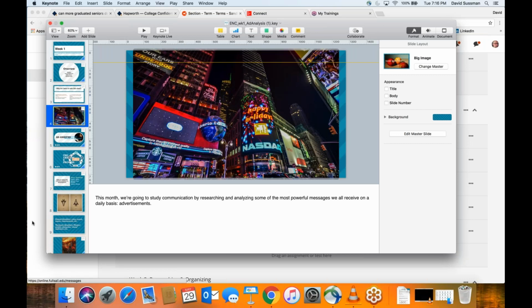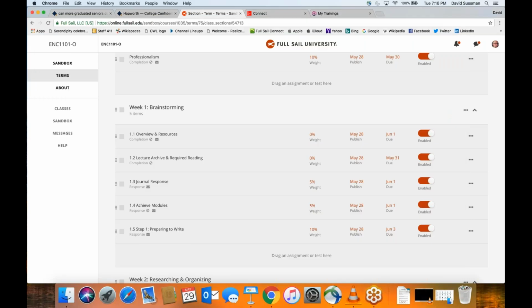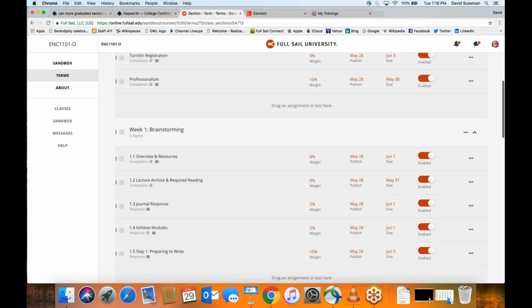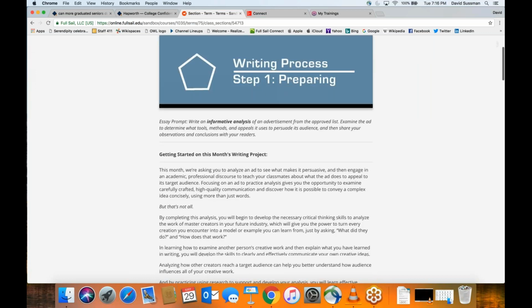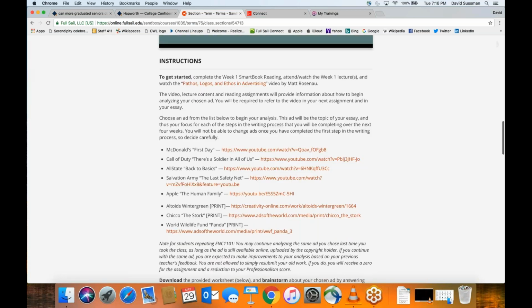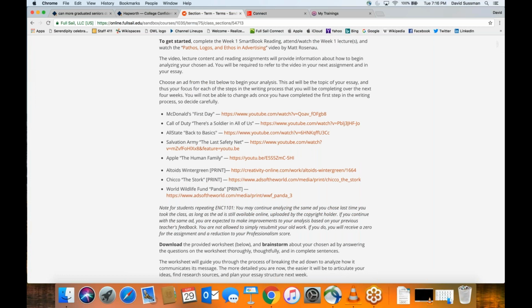Let me get away from this. Under the week 1 activities is the first major writing assignment, which I'll talk about more towards the end of this session, but your first activity is this one here, 1.5, step 1, preparing to write. It's a kind of brainstorming activity, though it's focused brainstorming. If you scroll down, here's the list of ads to choose from. I think there are 8 ads. 5 of them are television commercials. 3 of them are print ads.